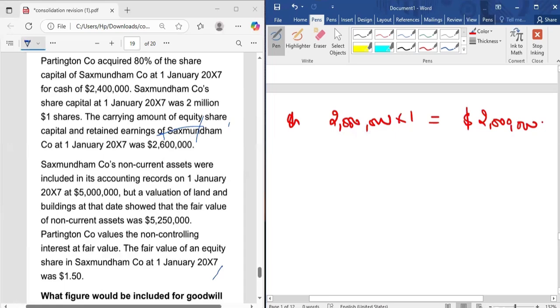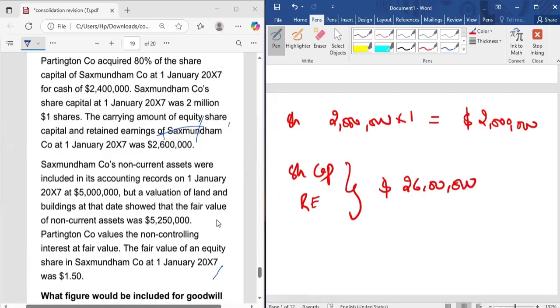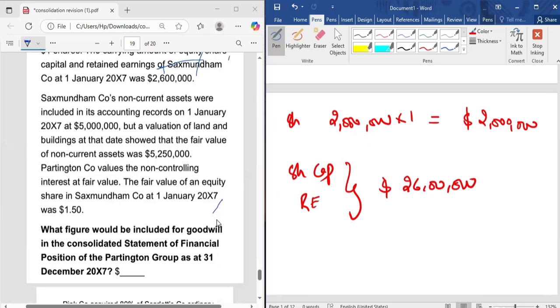The carrying amount of equity share capital and retained earnings of Samudan Company, that is our subsidiary company, is 26 lakhs. So they have given us both the share capital plus the retained earnings figure. These both are $26 lakhs. Now see, Samudan Company's non-current assets were included in the account records on 1 January 20x7 at 5 million. But a valuation of land and building showed that the fair value of non-current assets was 52 lakhs 50,000. Patting Company values NCI at fair value. The fair value of equity share is $1.5.